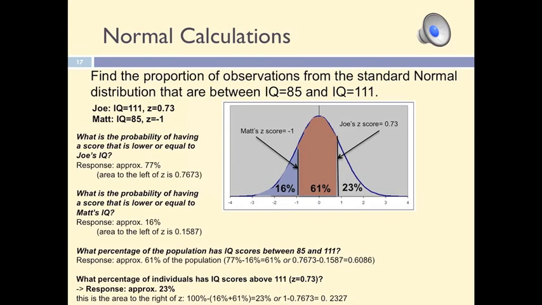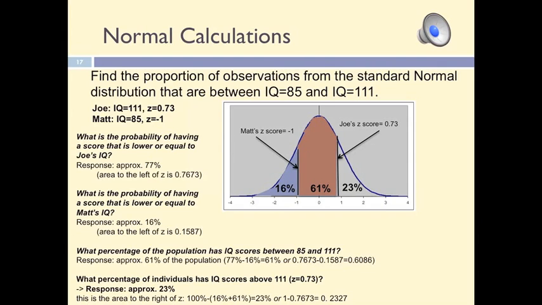which is 85. If we transform Matt's IQ score into a z-score, we obtain the value -1 because it is exactly one standard deviation below the mean. If we look up this value in Table A, we can see that the area to the left of -1 is 0.1587, which means that approximately 16% of the population has scores below or at this level.